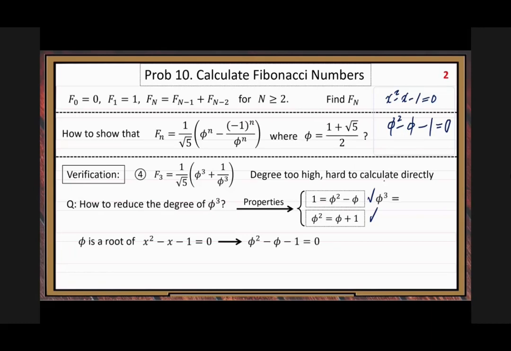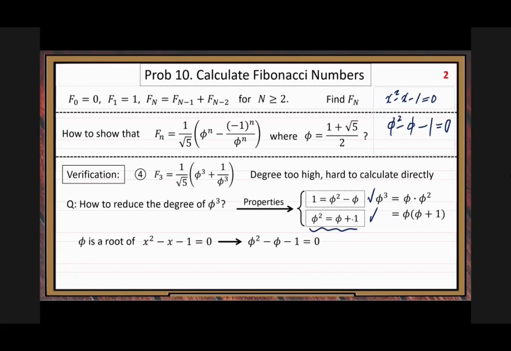All right, so let's start work. Phi cubed. We want to bring down the degree. Phi cubed is too high, bring down the degree. So we split phi cubed as phi times phi squared. But when you see phi squared, we can apply the second property here, right? Replace phi squared by phi plus 1. The degree is 1 lower.